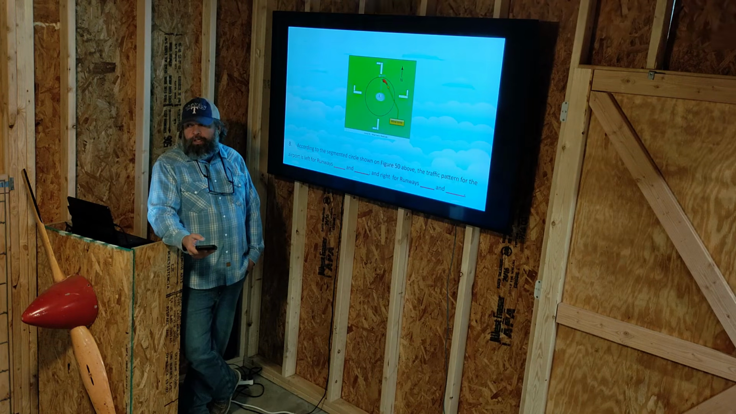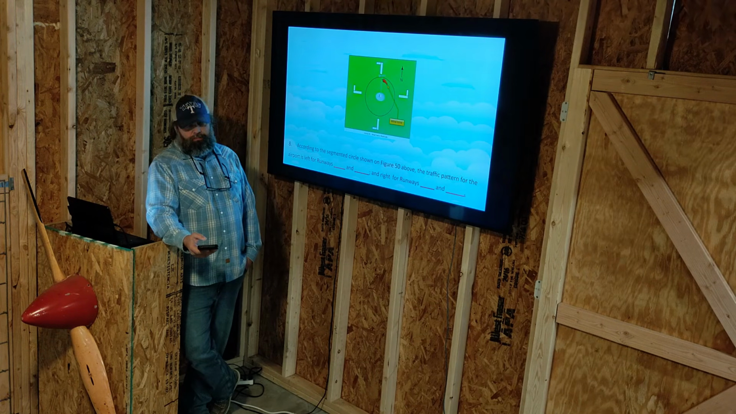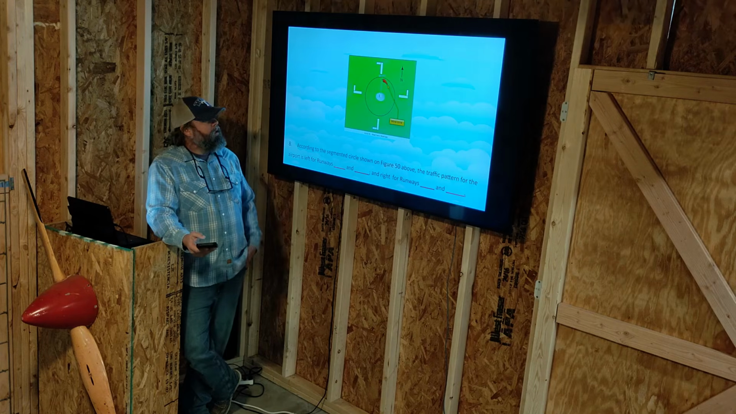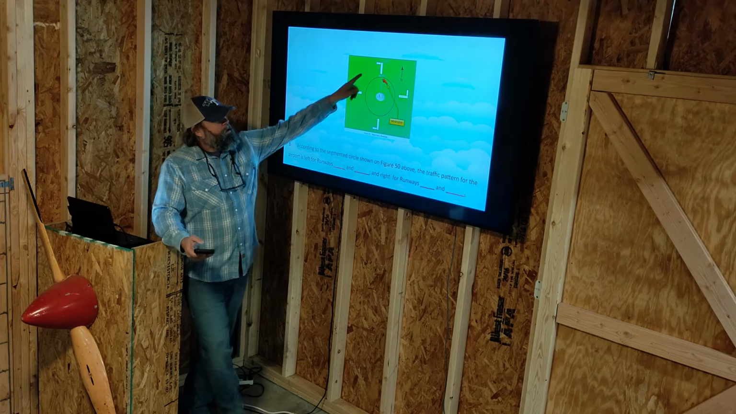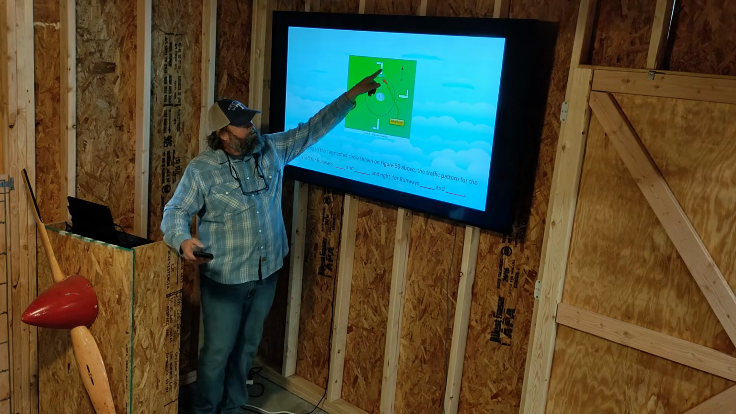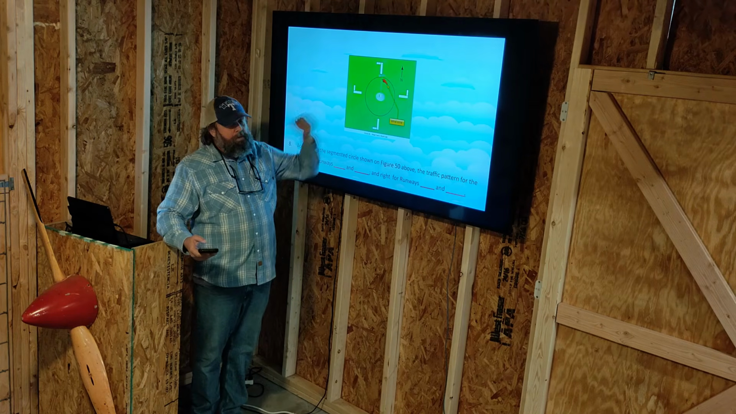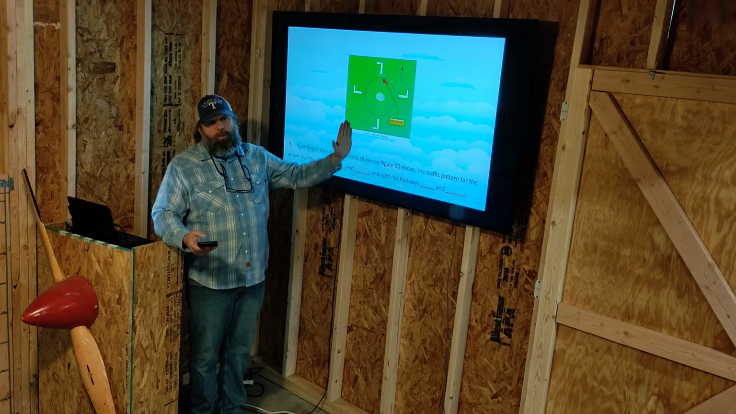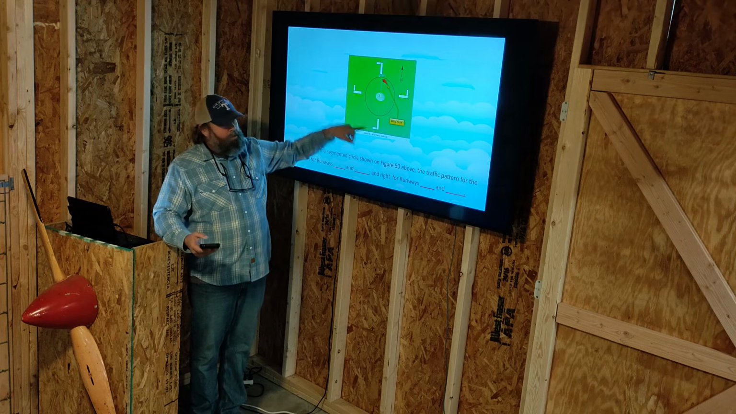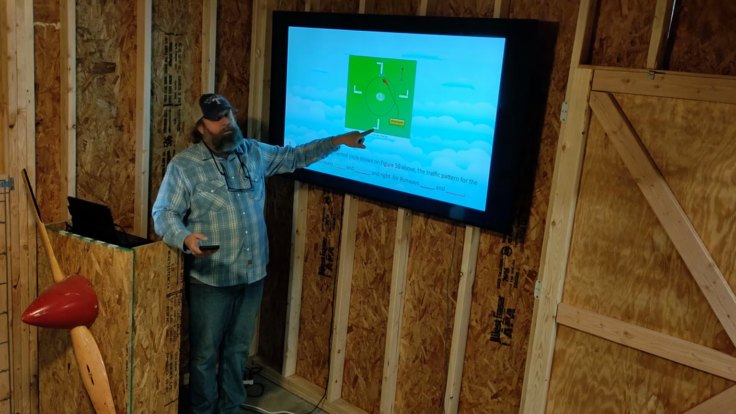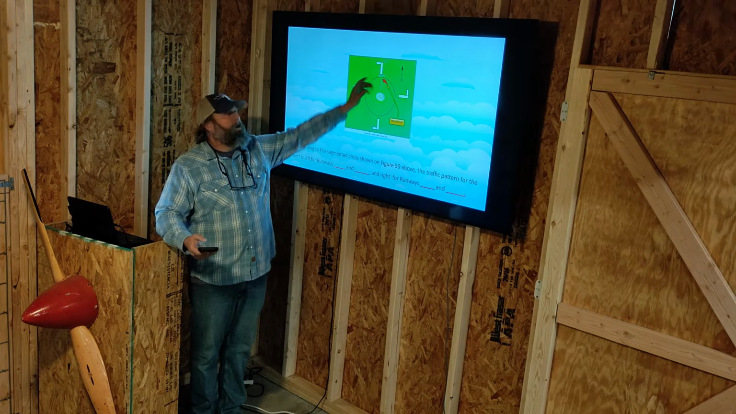Everybody agree with 36 and 9? Which one of these is 36? The bottom one's 36. The right one's 9. So if you're flying 360 degrees north, this one? That's going to be the top. Oh wait, it is. There you go.